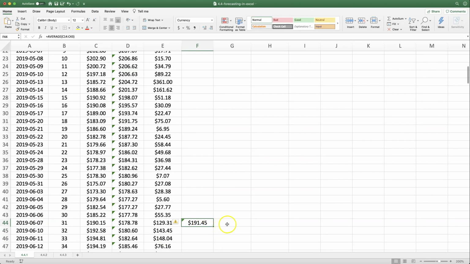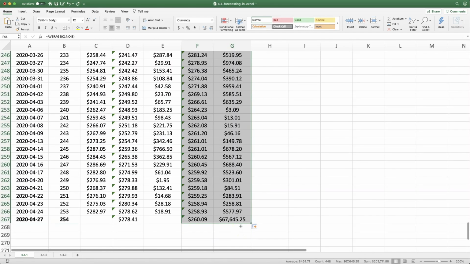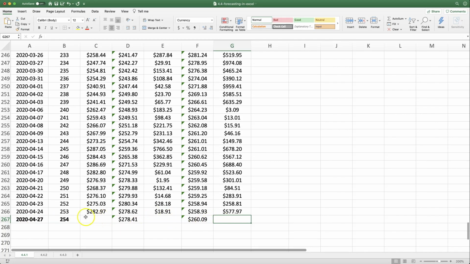$191.45. I'm going to compute the square error here. Again, observation 190.15 minus the forecast 191.45. Square that. Squared error is $1.70. I'm going to select these and autofill them all the way to the bottom. Notice that it calculated an error for day 254, April 27th. I'm just going to delete that since there is no error because there is no observation here.